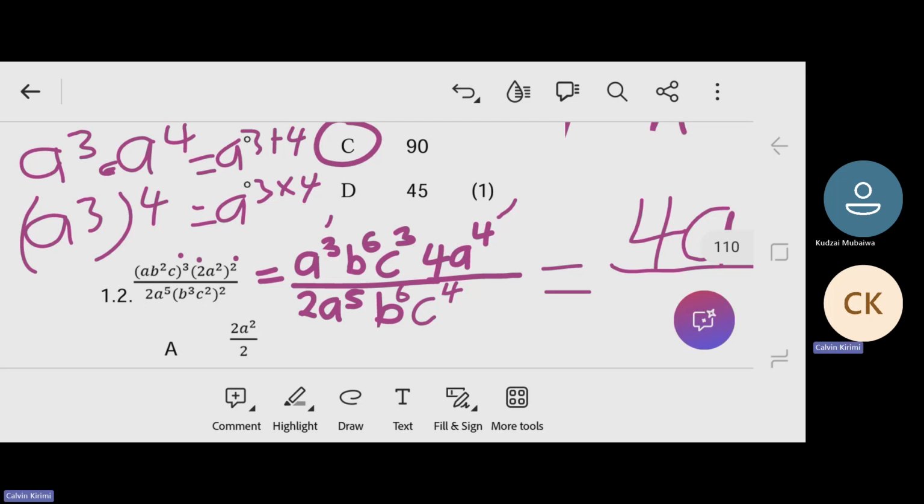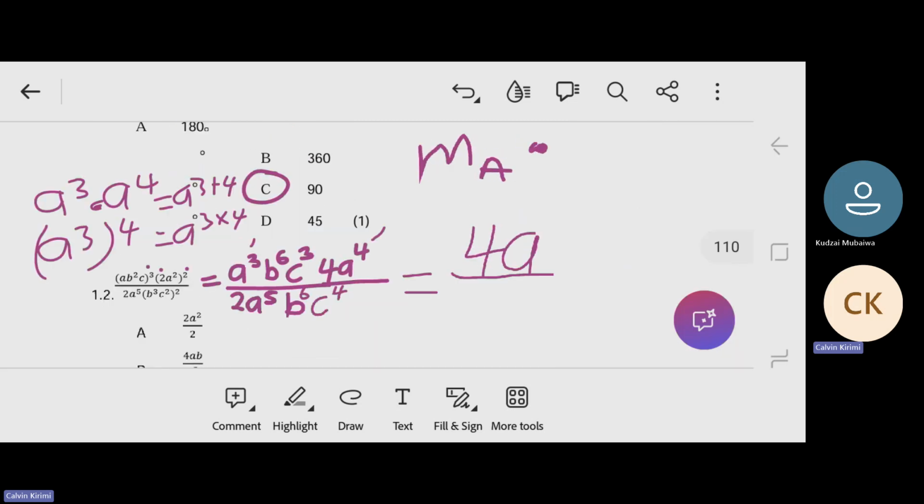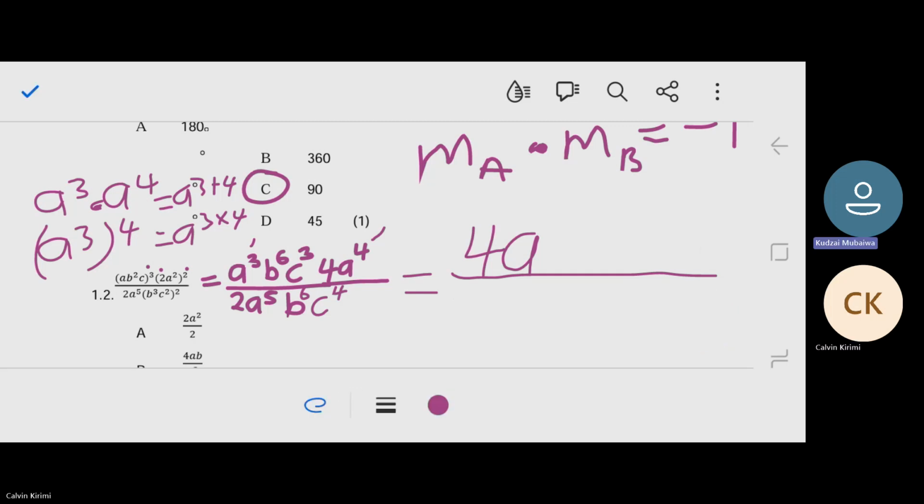If an exponent is outside, I just multiply the exponent. If the bases are multiplying each other, I must add the exponents. Get it? You must pick out the difference now. You can't be making careless mistakes. So it's a to the power 7.